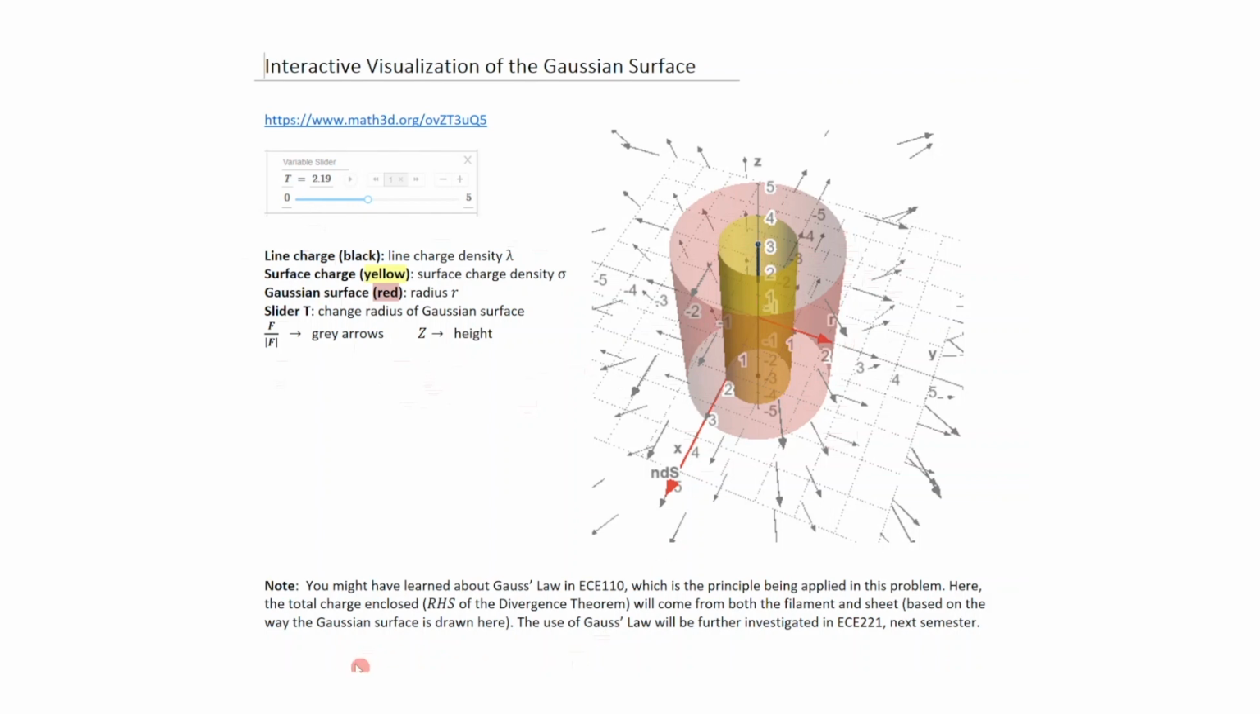All right, this is just a reminder that you might have learned about Gauss's law in ECE 2110, which is the principle we're applying in this problem. Here, the total charge enclosed, which is the right-hand side of the divergence theorem, will come from both the filament and the sheet based on the way the Gaussian surface is drawn here. The use of Gauss's law will be further investigated in ECE 2210, which is the Electric and Magnetic Fields course, next semester.